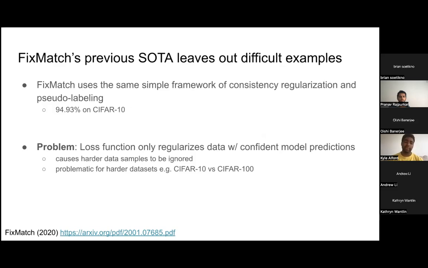As I said before, the problem the team is trying to address is that the loss function used in FixMatch only regularizes confident data that produces confident model predictions. So for some of the more difficult tasks, it causes some data samples and data slices to be ignored fully. DoubleMatch is trying to address that by encapsulating the entirety of the unlabeled data set rather than only the easier task.